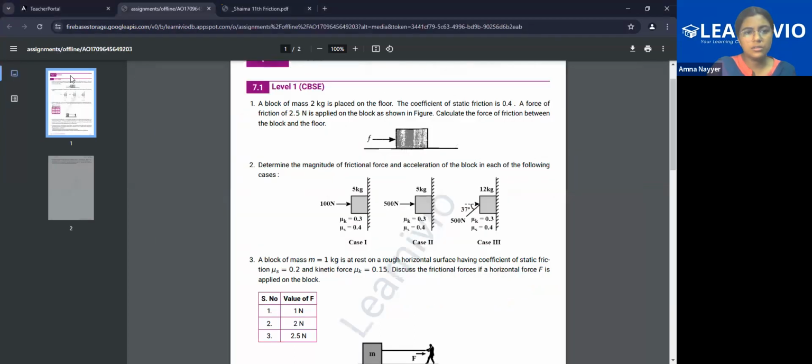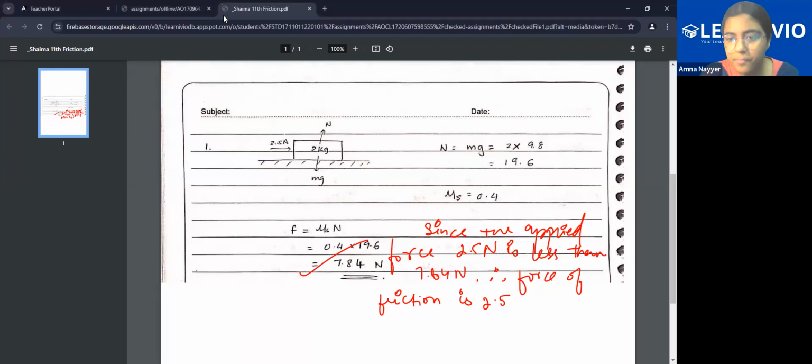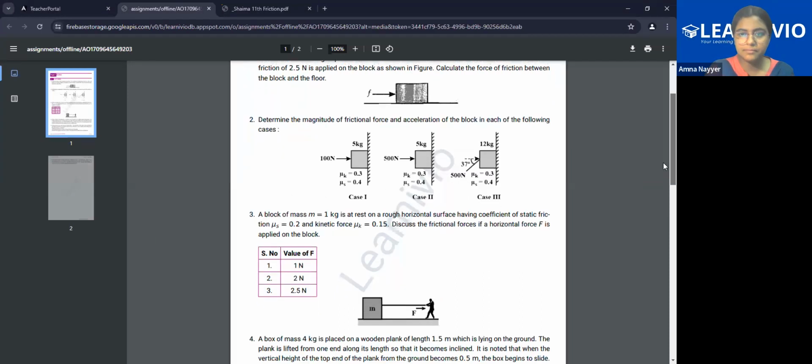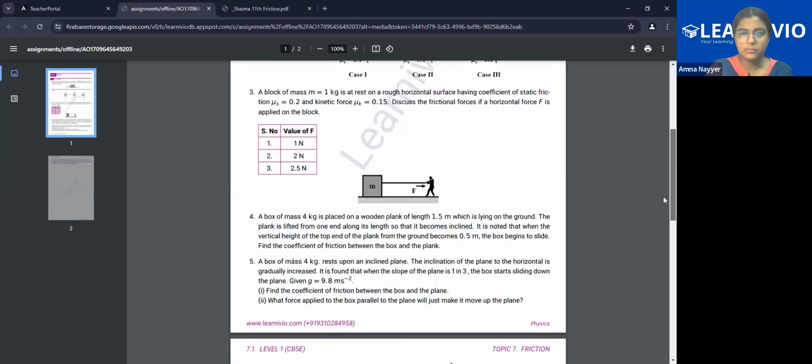Ma'am, I wanted you to explain the second and the third question. Yes? See, okay, this question you wanted me to explain. No, ma'am, the second and the third question. Just tell me which one, Shaima. Question 2 and 3.